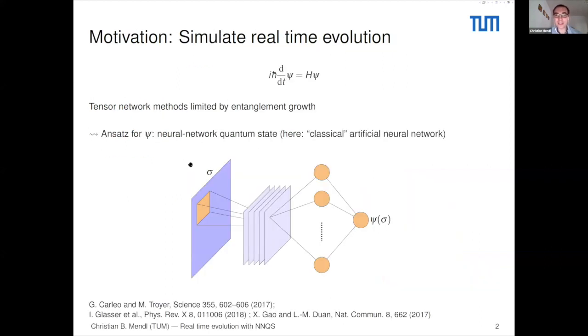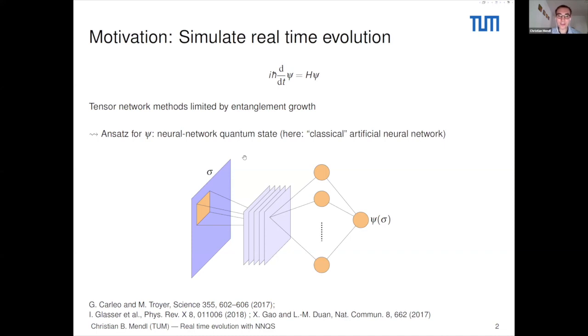Okay, so the motivation is we want to simulate the real-time evolution of a quantum state psi. Especially when doing this on a classical computer, this is computationally very challenging. And one also knows that tensor network methods are limited by entanglement growth. So one expects that one can only reach relatively short timescales with this method, and this is, of course, well understood. And as the title of this conference implies, what we explored here is a neural network quantum state to parameterize the wave function psi.